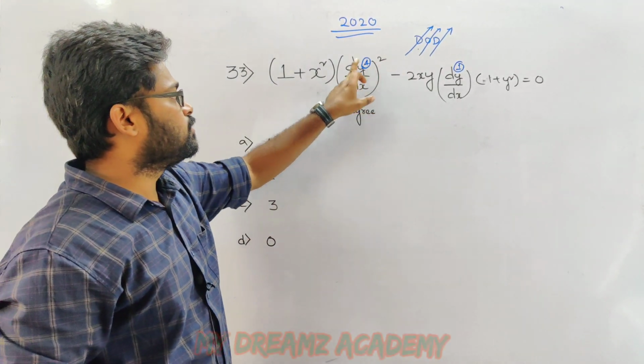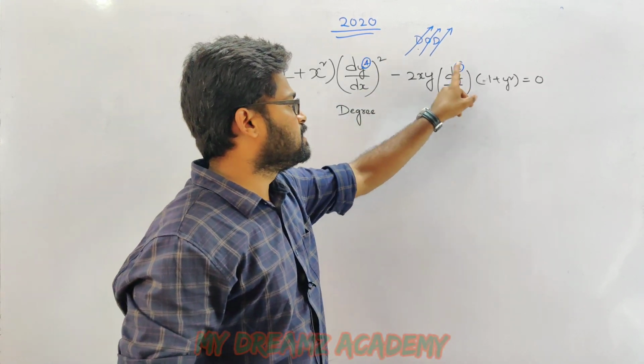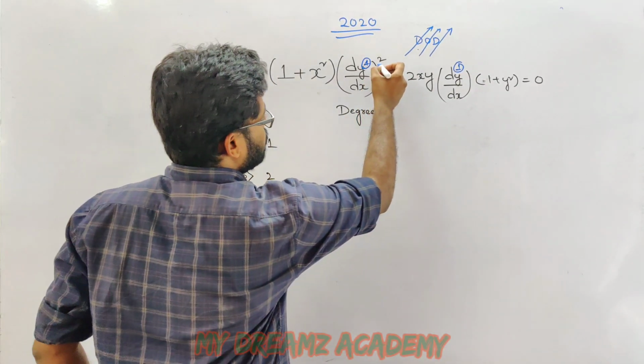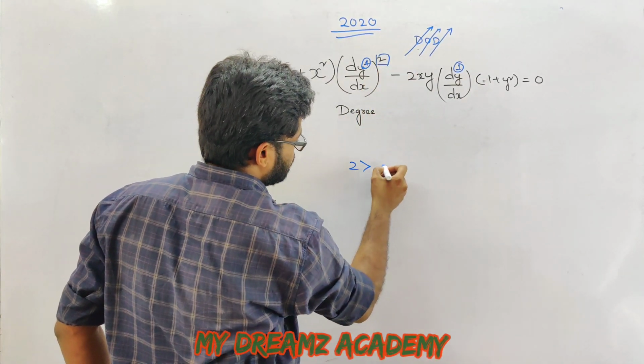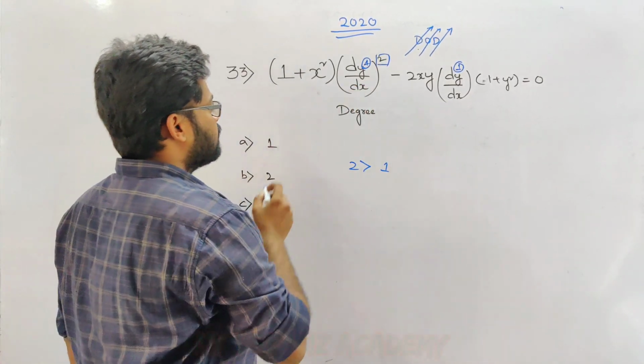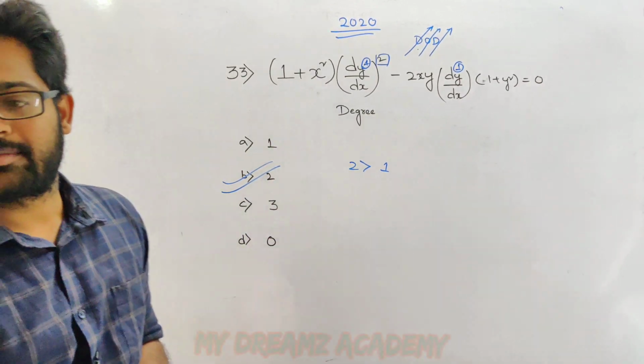Here the power of this differential coefficient is 2 and the power of this differential coefficient is 1. So which one is greater? 2 is greater than 1. So what is the degree of the given differential equation? That is option B. And we'll see the next question.